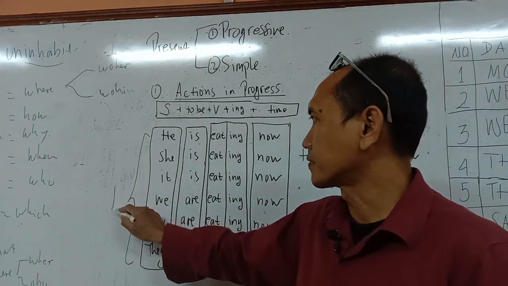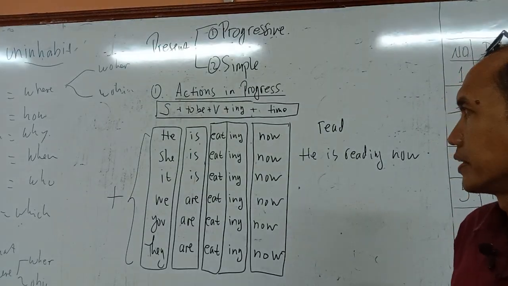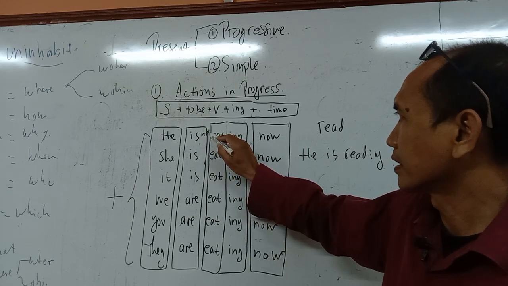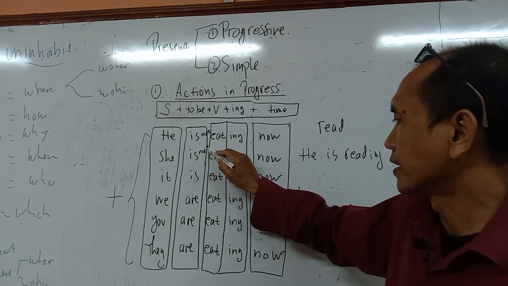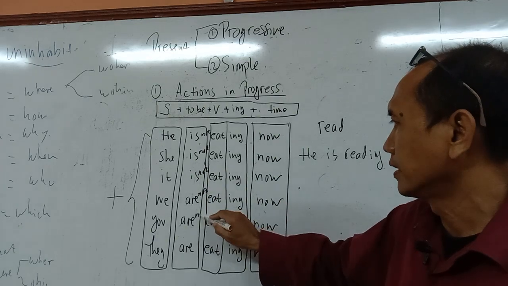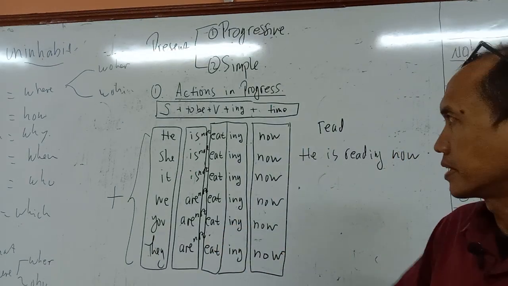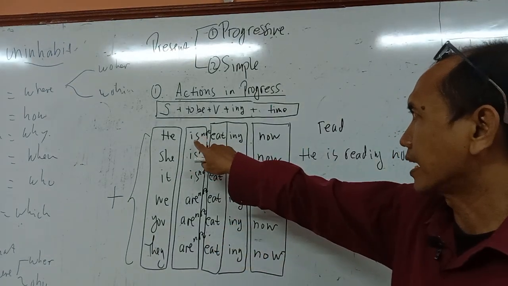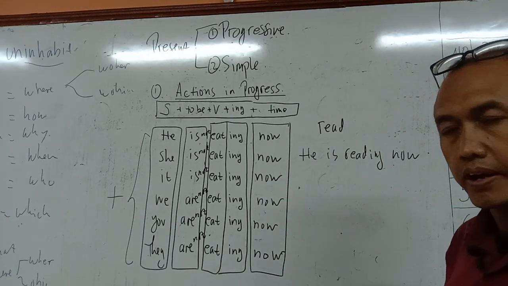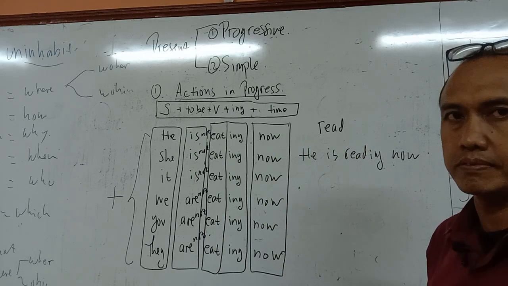Now I forgot to tell you, this is the positive sentence. All of these are positive sentences. And what about the negative? It is easy also when you want to say negative. You just put not here. He is not, we are not eating, you are not eating, they are not eating. You just add not after the to be. He is eating now, this is positive, and for negative, he is not eating now.